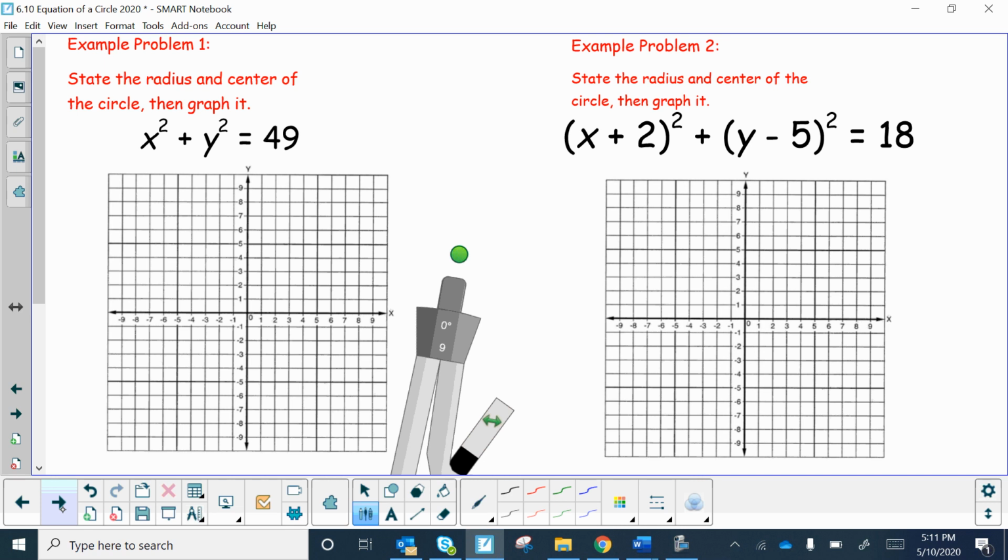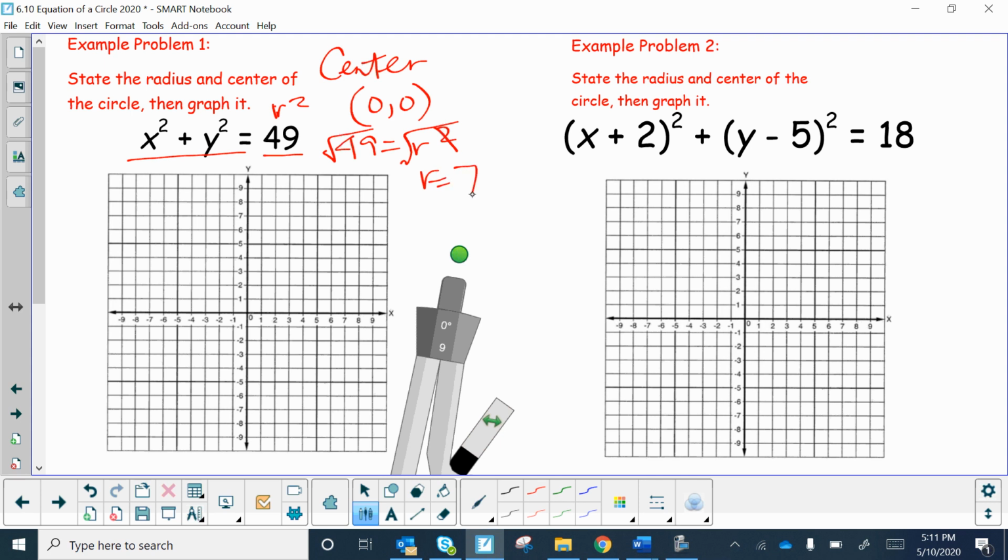It says state the radius and the center of the circle and then graph it. Okay, so remember, whenever it's in the form of x squared plus y squared, you should know that the center is always going to be 0, 0. Okay, and then the number on the right side of the equal sign is represented by r squared. And so if 49 is r squared, what would r be? Well, you just square root that to solve for r. And so r is 7.